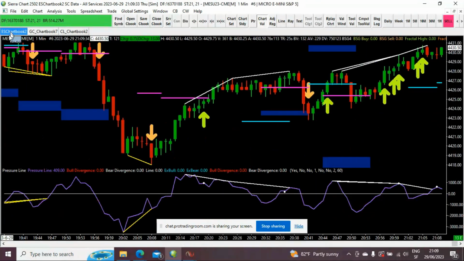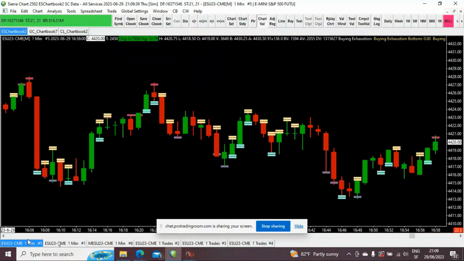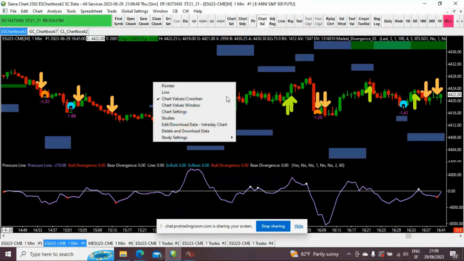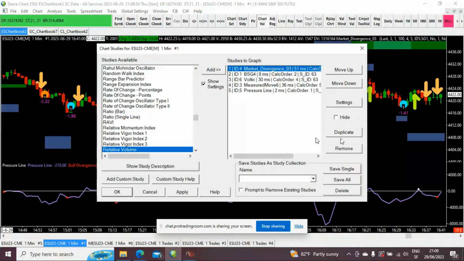That's the crude oil. Let me go back to the ES. We'll start with the S&P. And I want to just maybe take one or two of these off for the start, so we can get a clear view of what's happening here. And we'll start with measured move.